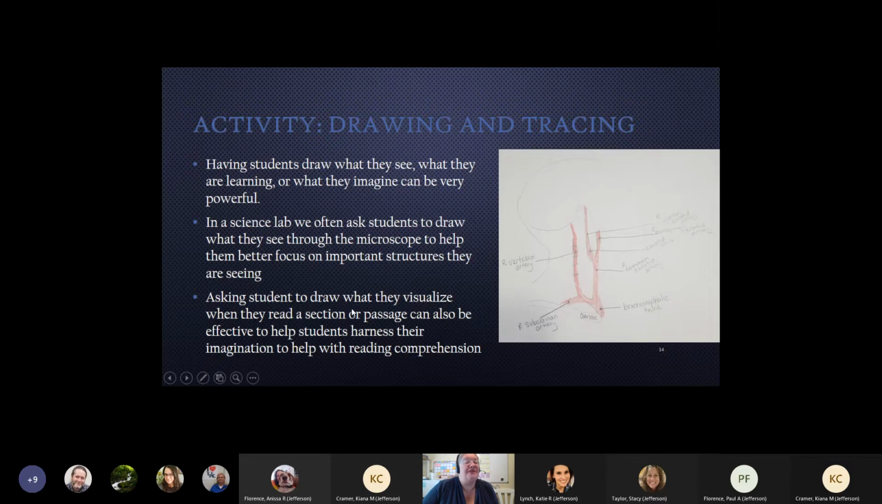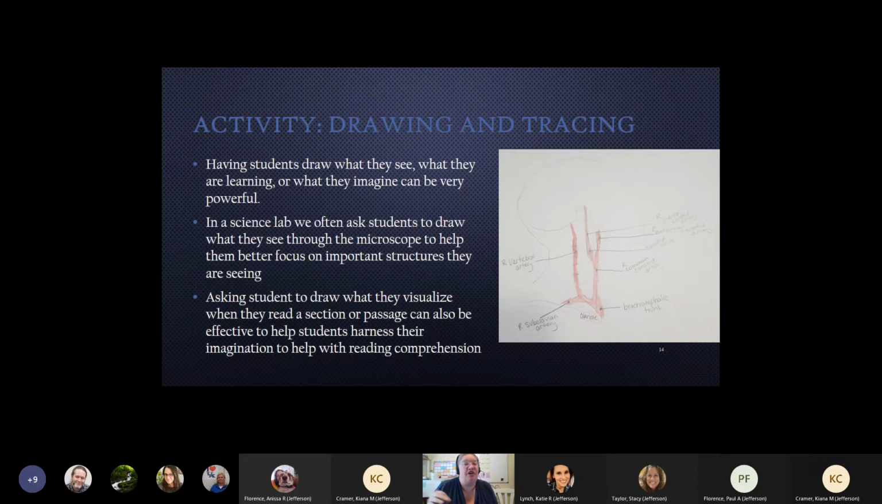Asking a student to draw what they visualize when they read text is another way that you can have them interact with the material, especially if they're reading words and trying to visualize a process or a passage. Having them draw what they're imagining is another way to interact with the material.